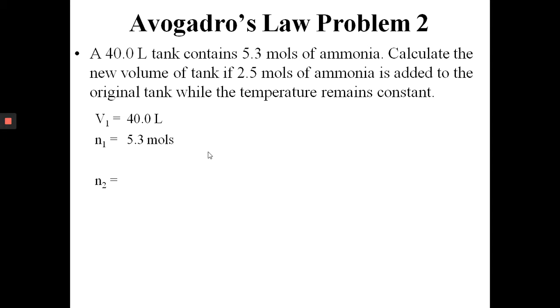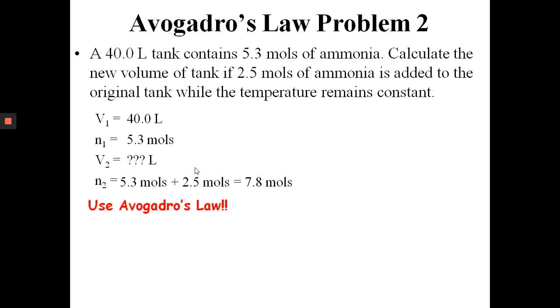Now, think about this very carefully. I said I'm going to be adding 2.5 moles to the original tank. So my final moles, N2, is not going to be 2.5. I'm going to be adding 2.5 to the initial amount of gas, 5.3 moles. So adding these two numbers and obeying the significant figure rules, you should now be getting 7.8 moles instead. Now, if you're going to be adding more gas into this tank, let's go ahead and find out what the new volume is going to be.